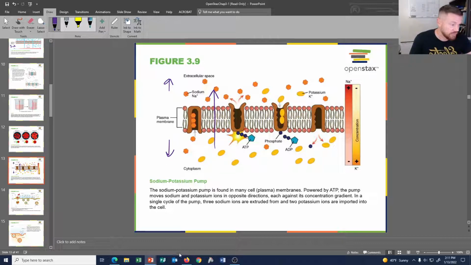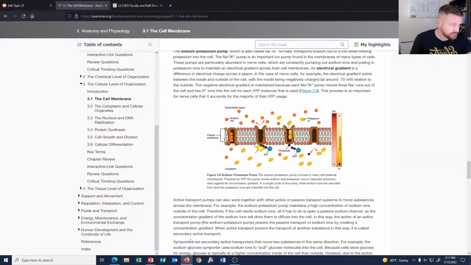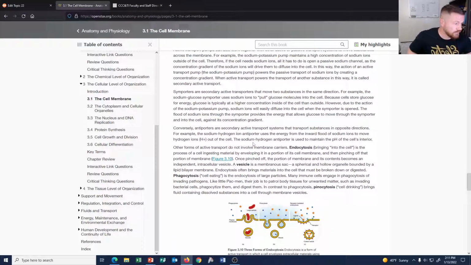Right? That's the important thing about active transport, is ATP is involved. Right? Your book will talk about some things like symporters, which move things. So it talks about moves two substances in the same direction. That's not as important as knowing what it means to be an active transporter.